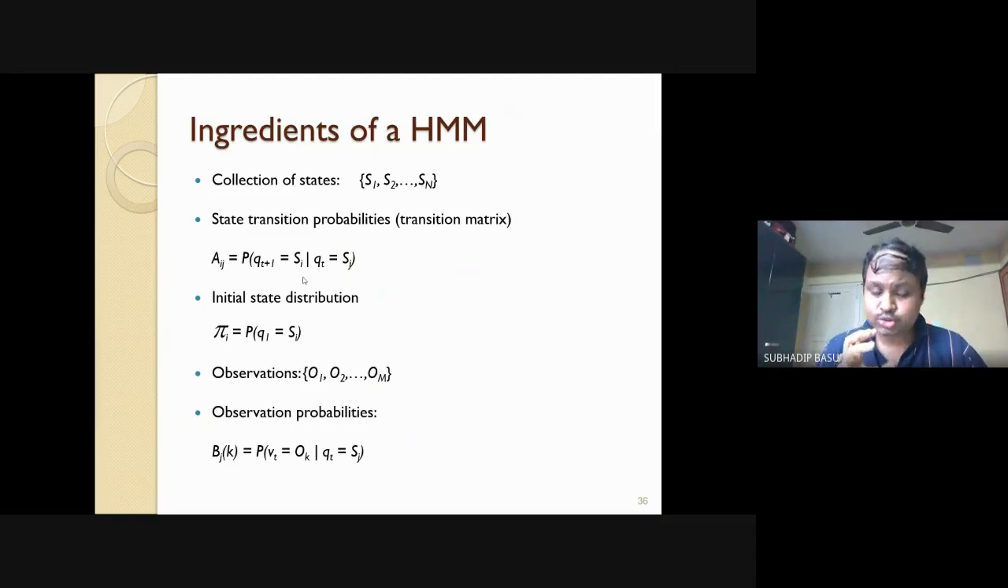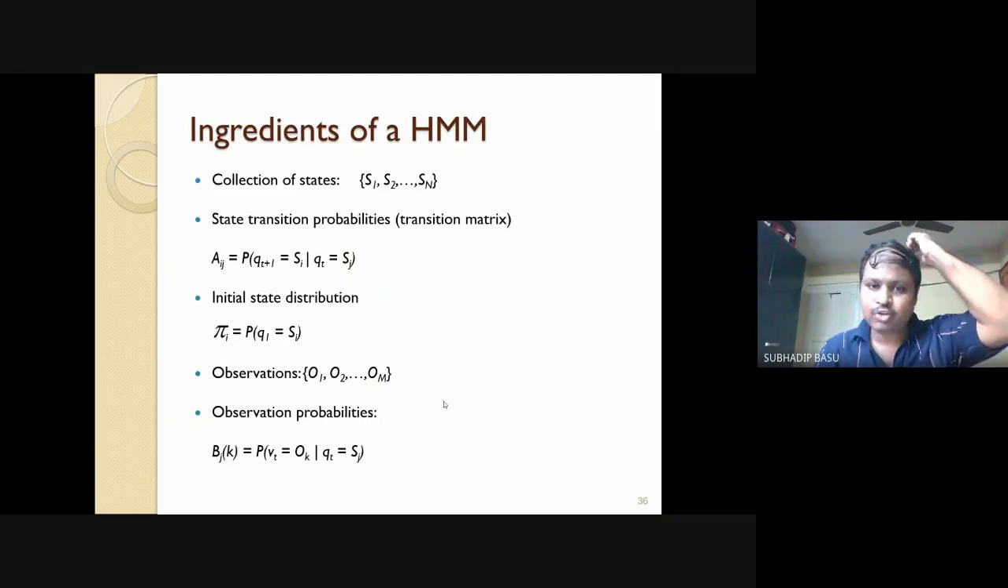The initial state distribution is the probability of a state to be in, say, Si. So pi i is the initial state distribution. And what are the observation probabilities? What are the different types of observations that you can have? Suppose someone is taking an umbrella, someone is taking gloves. So these are all observations.